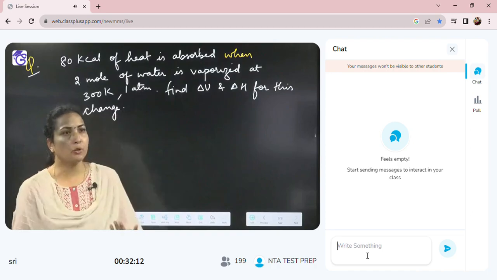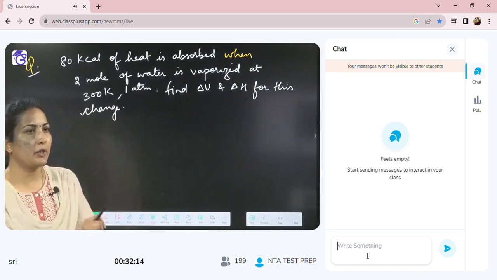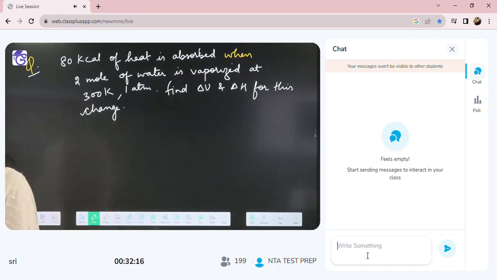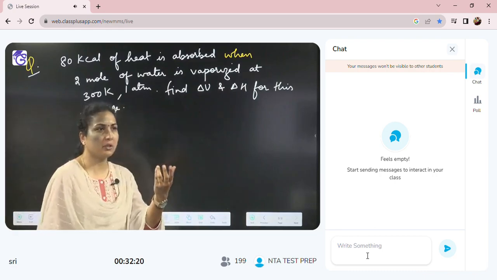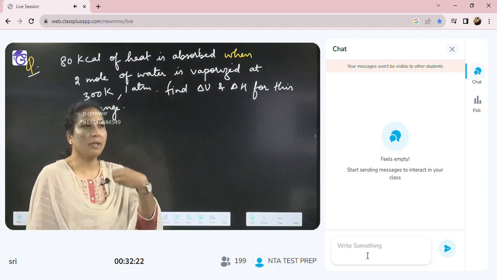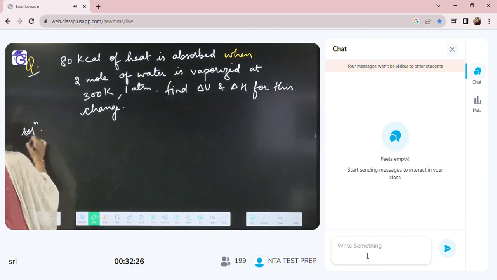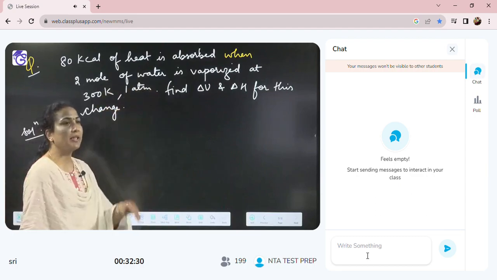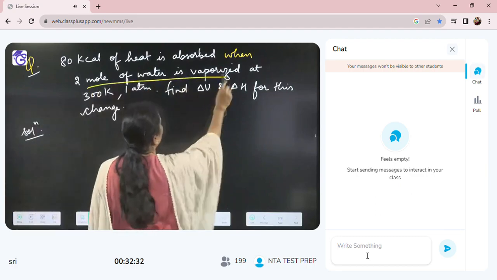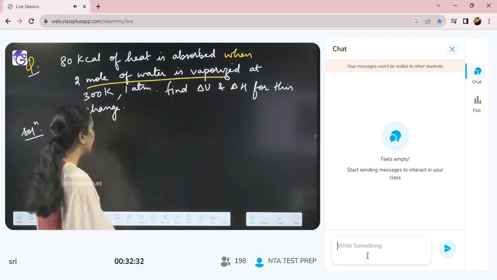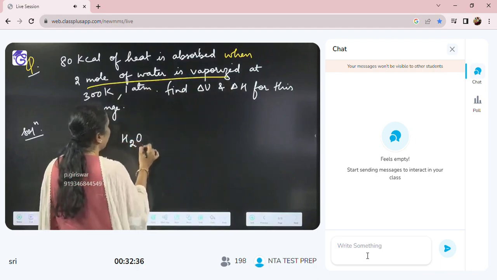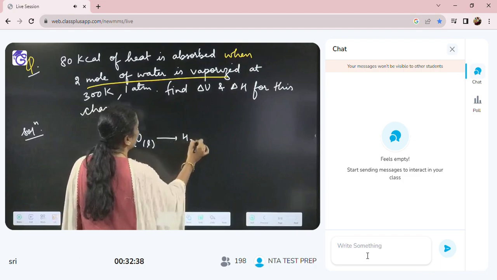Now I am not going to solve. Yes, Pavitra, good. Identified your mistake, na beta. Now I am not solving this entire question, but there are certain basic fundamentals which I am going to ask you so that it will be helpful for analyzing the problem, right? Now in this particular question, by reading what you are able to see is 2 mole of water is getting vaporized. That means the reaction is H2O liquid getting converted into H2O gas.